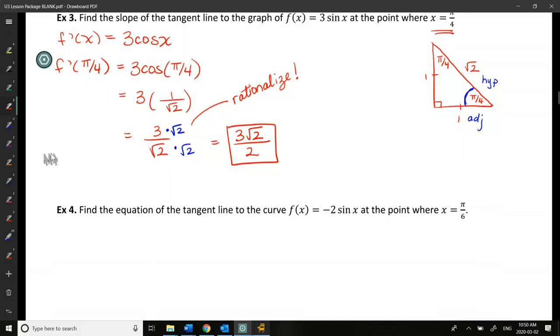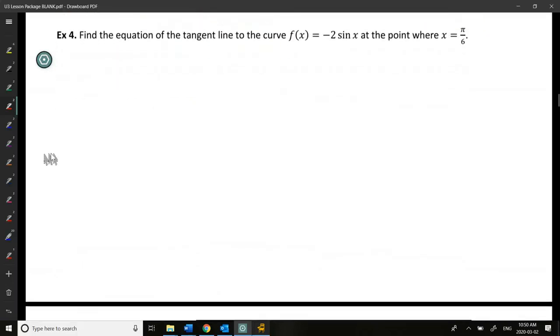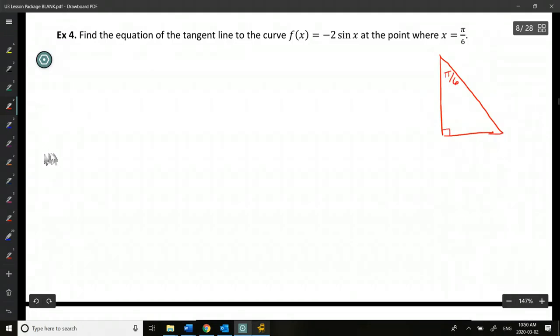Okay, and then last one, find the equation of the tangent line. So this is a full equation in y equals mx plus b form for our function f of x at the point where x equals pi over 6. For this one, we're going to end up using the triangle that has the pi over 6, pi over 3, pi over 2. That's like the big one, right?